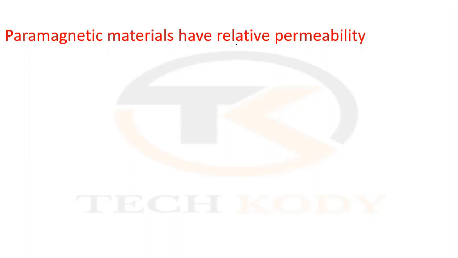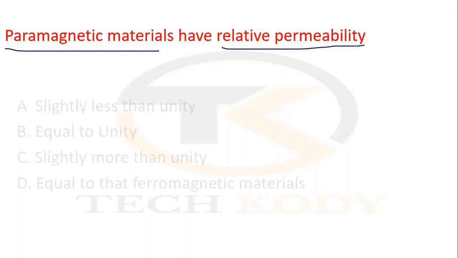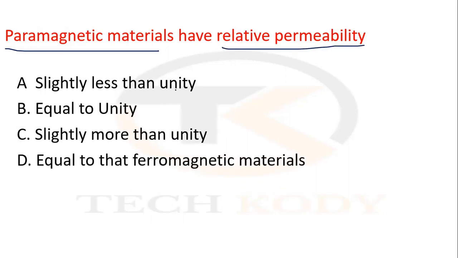Paramagnetic materials have relative permeability slightly less than unity, equal to unity, slightly more than unity, or equal to ferromagnetic materials. The paramagnetic materials have relative permeability slightly more than unity.